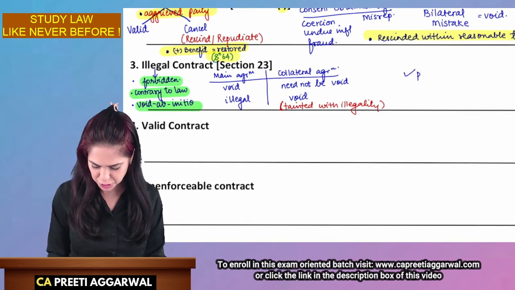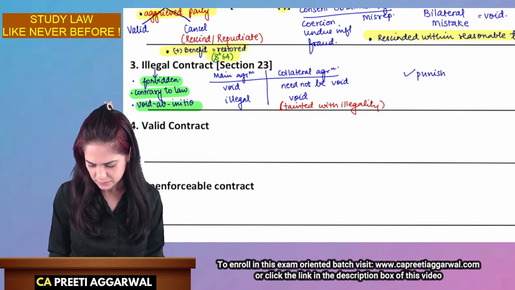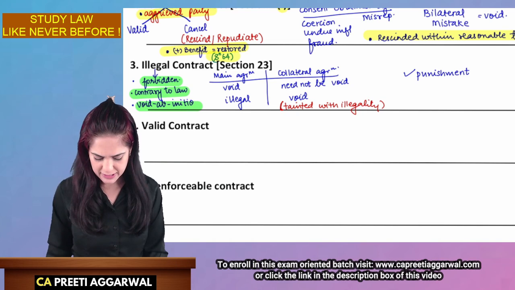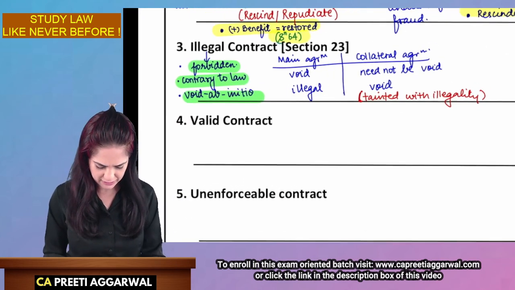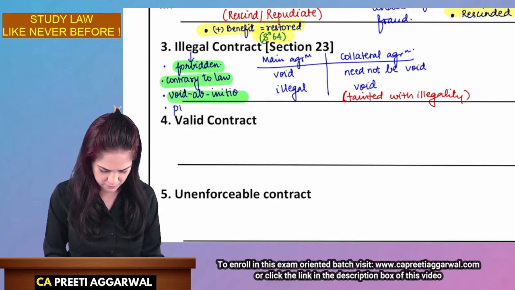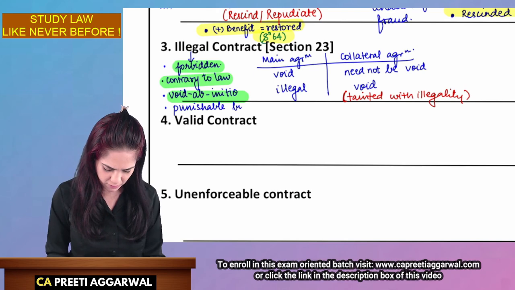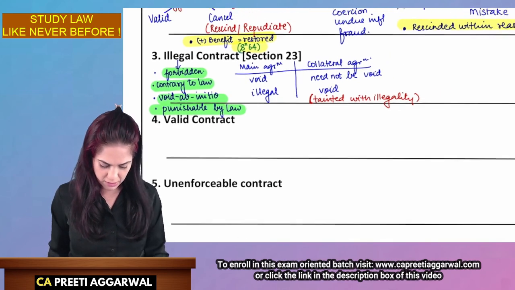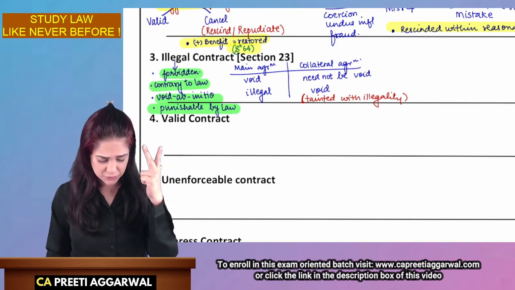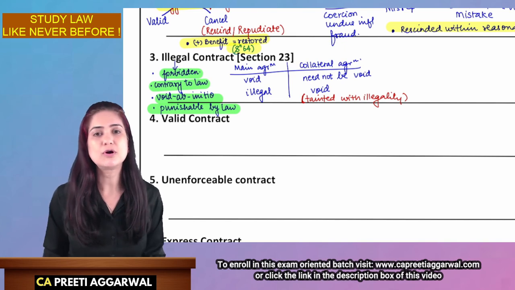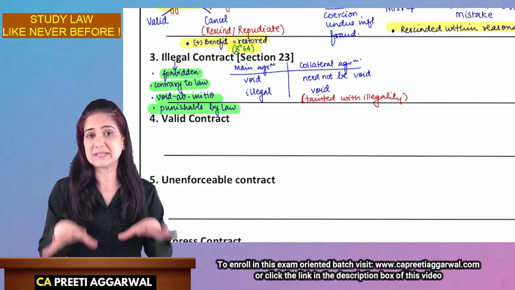There is punishment for illegal. Yes, illegal contracts, they are punishable by law. You can write here also like this. You can write punishable by law. Okay. So they are forbidden, they are contrary to law, it is void ab initio, and they are also punishable. These are my keywords, key points.